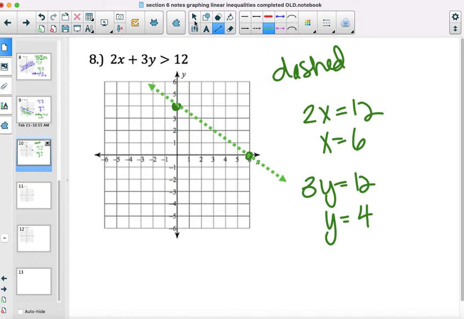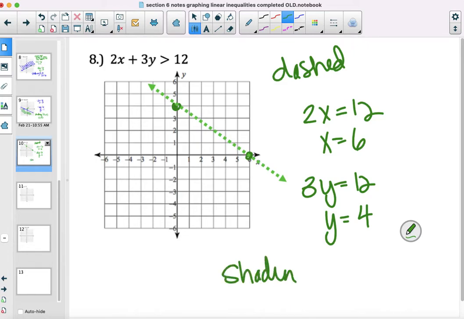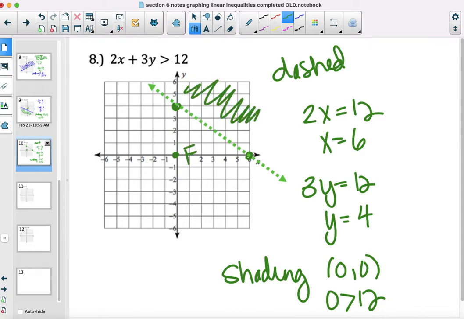And again, we want to now test which side of the line should be shaded. And we're going to test 0, 0. And so 2 times 0 plus 3 times 0, this whole side again turns into 0. So for the shading, I am using the ordered pair 0, 0. And I'm saying, is 0 greater than 12? And that would be false, that 0 is greater than 12. So this down here is false, which means we are going to shade the other side.